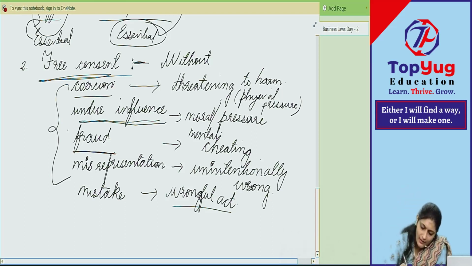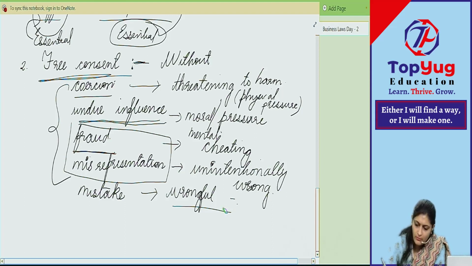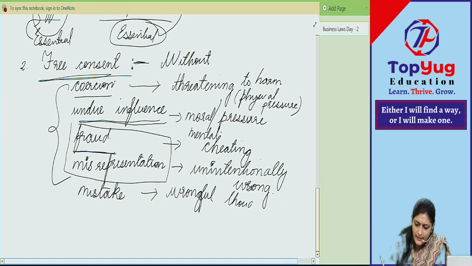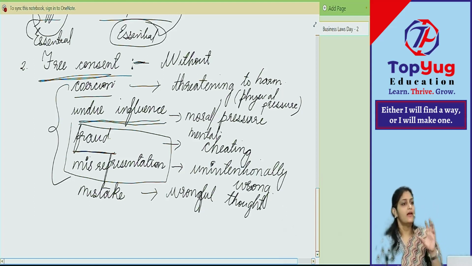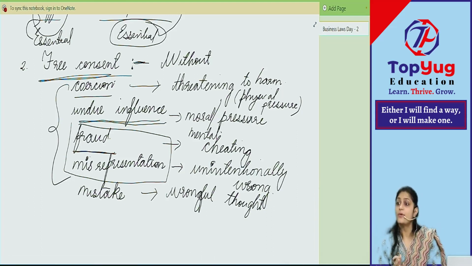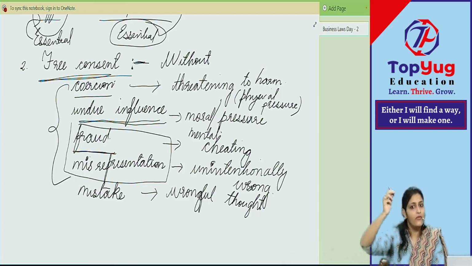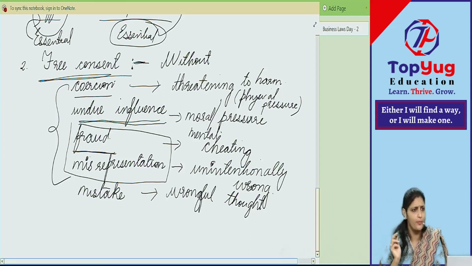Here, you know, if you see, mistake, if I say, is wrong thought, wrong thinking. Misrepresentation is done by the other party to you, but mistake is done by you to yourself. Got the difference between fraud, misrepresentation and mistake? I am telling you that this pen is worth rupees 1000, imported pen, but actually it is worth rupees 100.